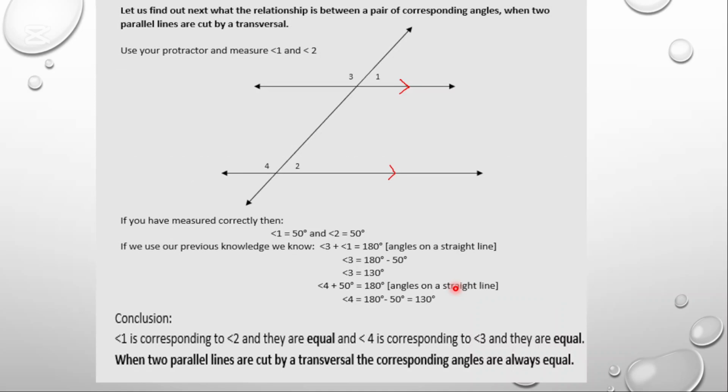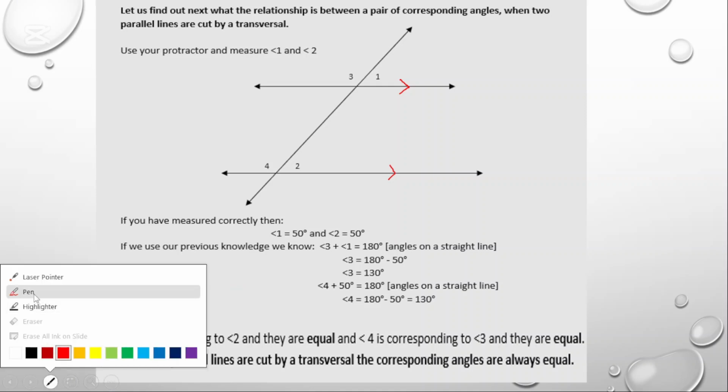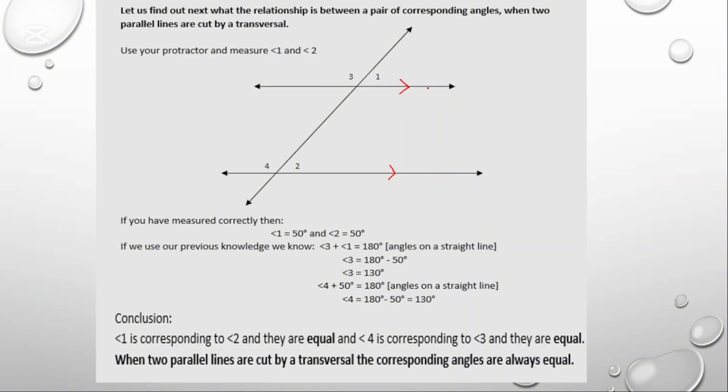Now let us find out next what the relationship is between a pair of corresponding angles when two parallel lines are cut by a transversal. Now I say here, use your protractor and measure angle 1 and 2. You can do that at a later stage. What I'm going to do, I'm going to give you the answer. Okay, I'm going to give you that answer there, and I'll just take out my pen.